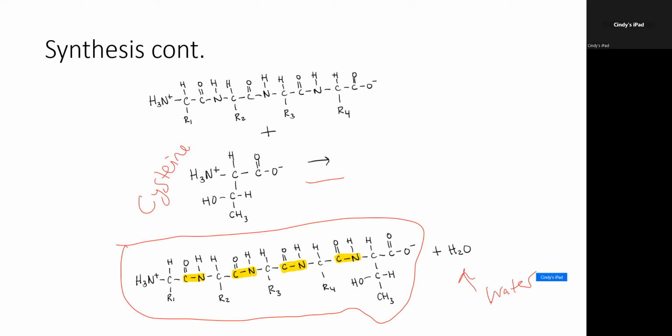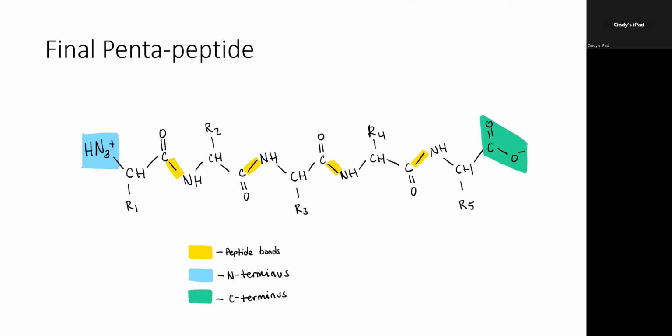And then from there, you get this pentapeptide, where you can see the peptide bonds are highlighted in yellow. The N-terminus, which is your terminal amino group, is on the left, highlighted in blue. And then your C-terminus, which is the end carboxyl group, is highlighted in green.